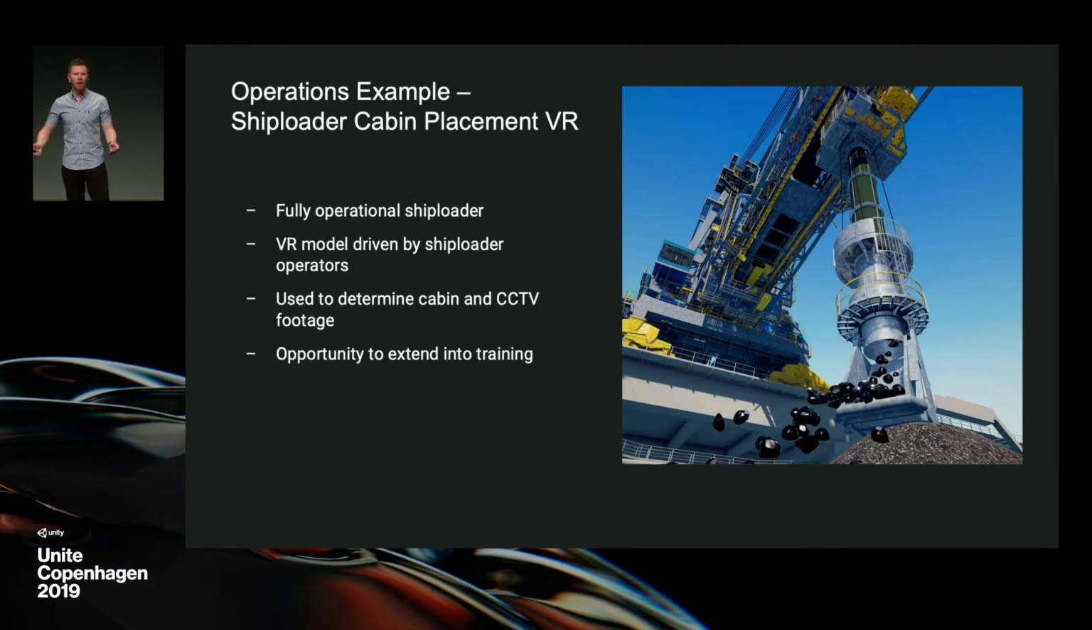So instead we said, okay, how about we just build the whole thing in VR? It'll be a fully operational ship loader. Everything will work the way that it's meant to, with the right constraints and speeds and everything. Then we can use it not only to determine where the cabin goes, but also where we need to place all the various CCTV, because the fact is that they are going to have less vision than they did. So we're going to need to supplement that with a whole bunch of CCTV cameras.